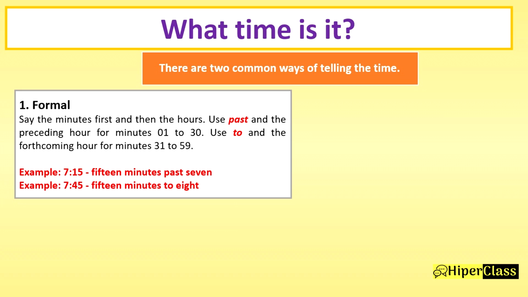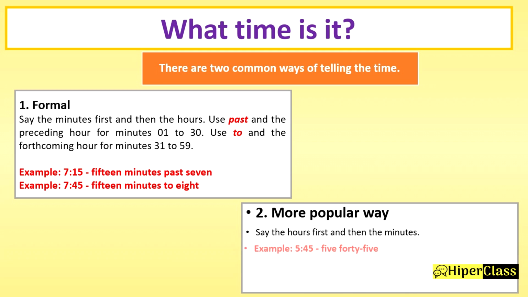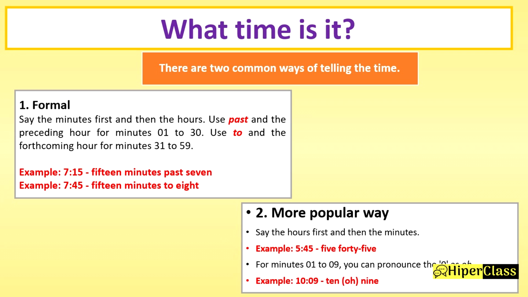The more popular way, we say the hours first and then the minutes. For example, 5:45. For minutes 1 to 9, you can pronounce the 0 as O. For example, 10:09.